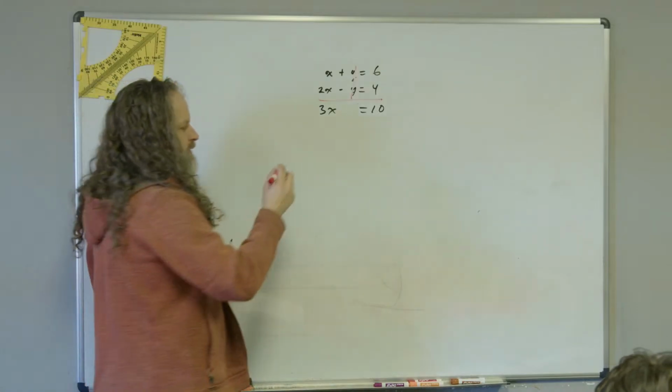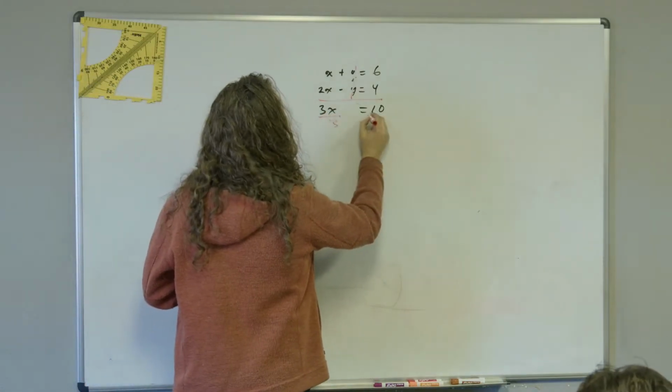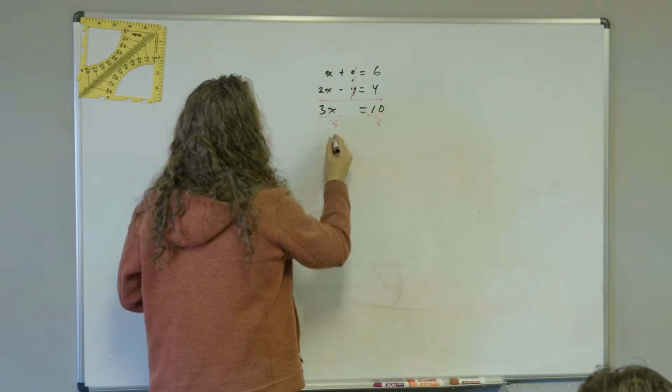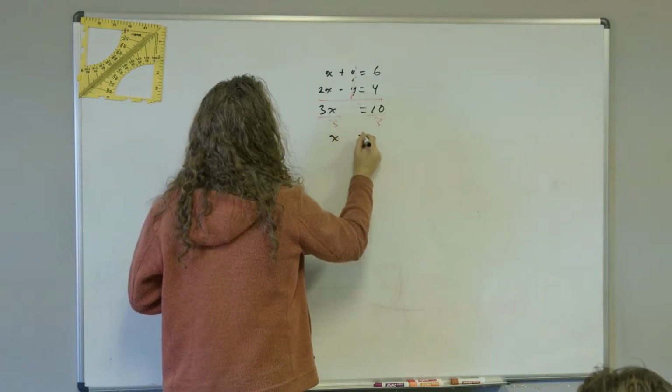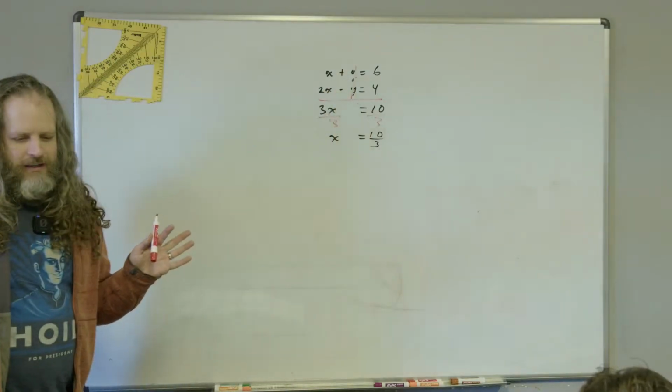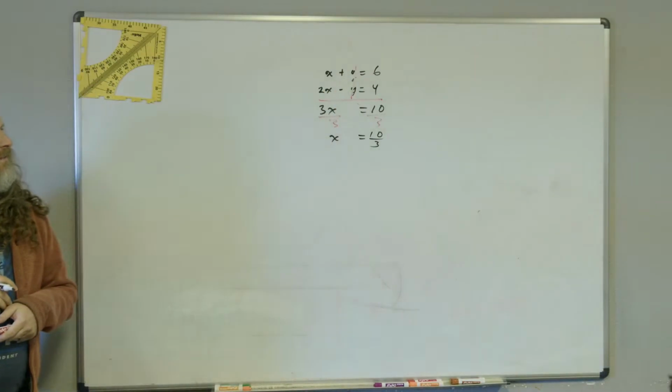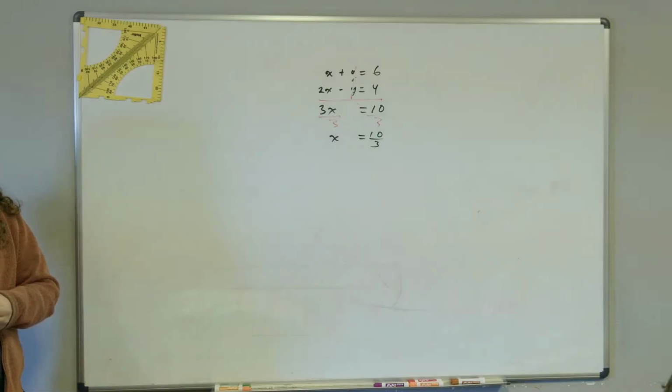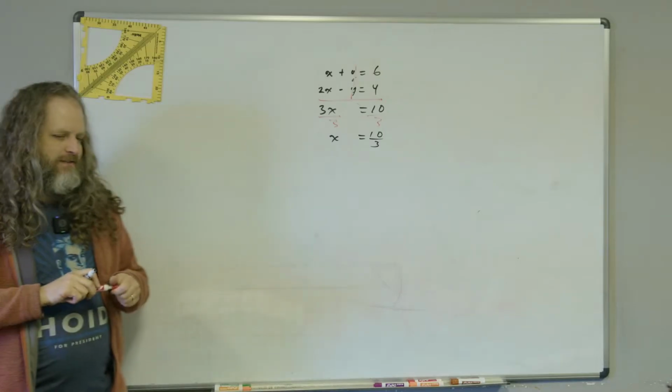Divide by 3 on both sides. Easy peasy. X equals 10/3. Substitute that 10/3 back in and solve for y and you're done. No problema. What other questions do we have for the midterm?